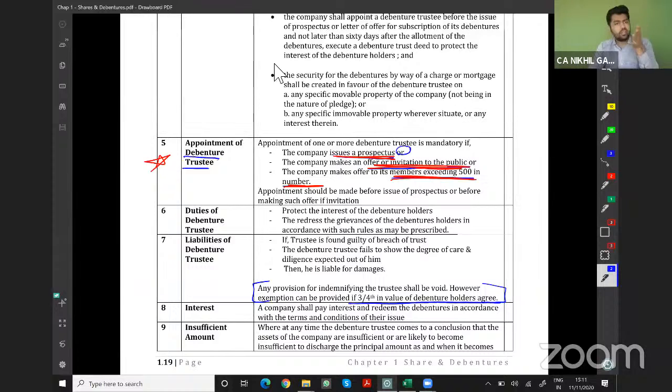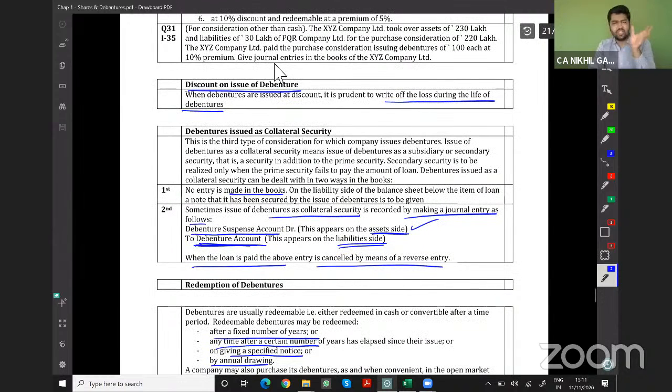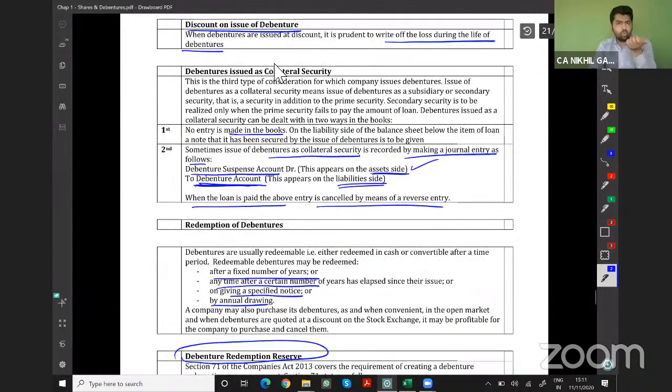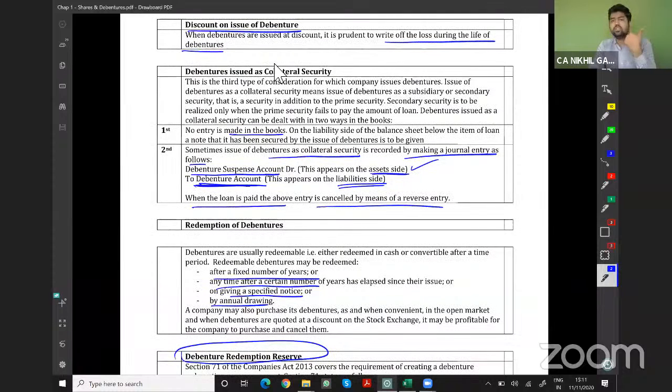Debentures can be issued at a discount. That discount should be distributed proportionate to the tenure of the debentures. The debentures can be issued as a collateral security. First method is to disclose it as a note. The second method is to pass a journal entry. Journal entry will be debenture suspense account debit to debenture holder account.